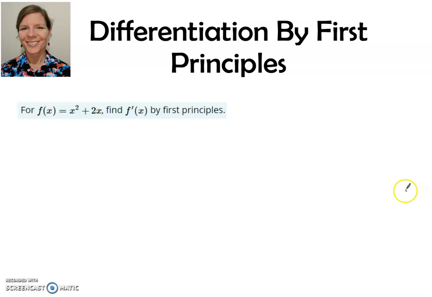So let's have a look at this one. Okay, we want to do this by first principles. When it says by first principles, it means using that limiting idea. So we're talking about having a point x and a point x plus h. So f of x is just this. Let's put in f of x plus h, remembering that everywhere we have an x, we replace it with an x plus h, so it'll be x plus h squared plus 2 times x plus h.